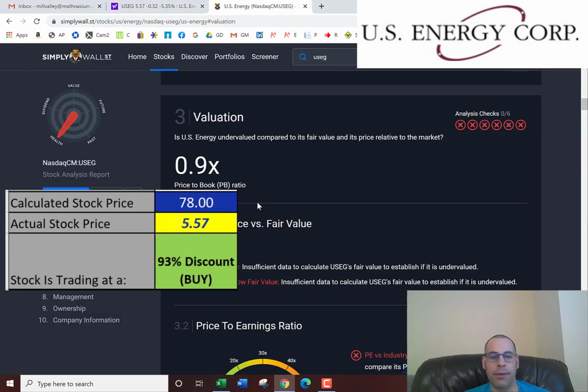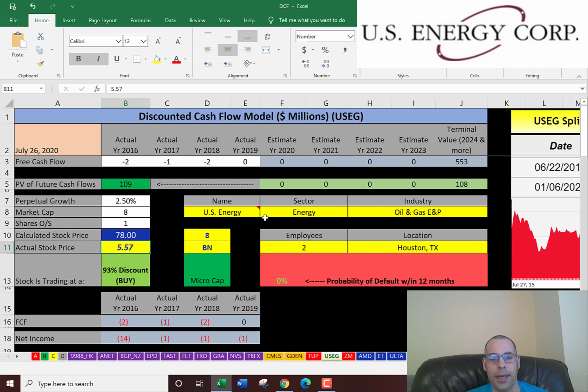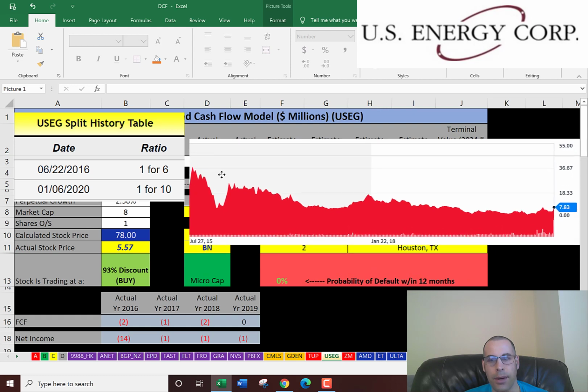Simply Wall Street doesn't have a value for this company because their value is based off of what analysts say the stock is worth. And there are no analysts that are looking at this stock apparently. It's a unique situation, and it's very hard to value companies like this. So I use an out-of-the-box kind of approach to figure it out. So there are a lot of assumptions involved. So anything can happen.